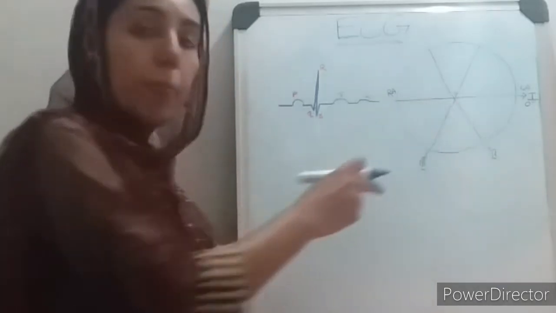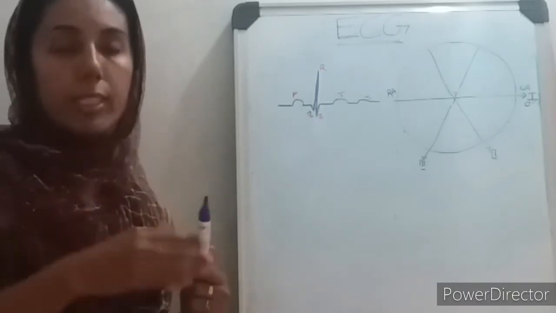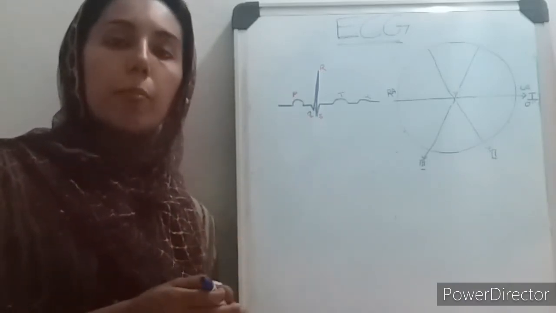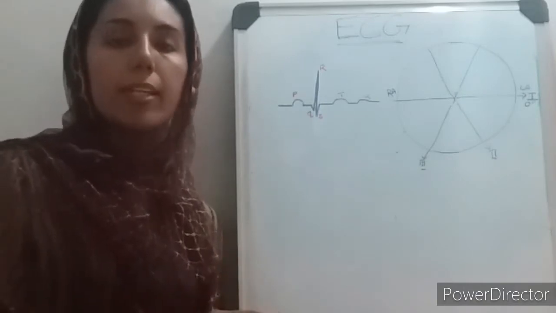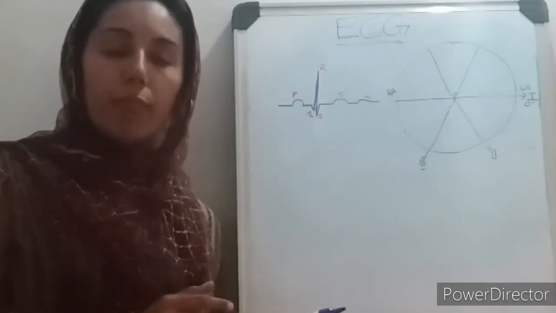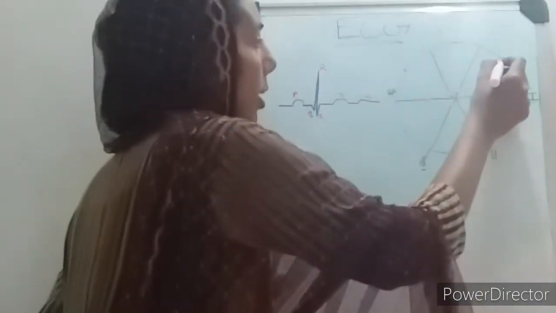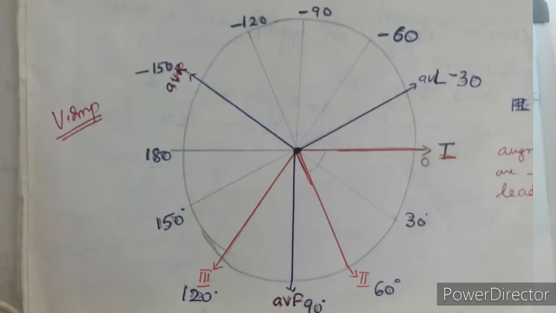Now these are the limb leads. Limb leads measure the electrical activity of the heart in the vertical plane. Now what about the horizontal plane? The electrical activity of the heart in the horizontal plane is measured by our chest leads, that is from V1 to V6. The position of these we have already discussed in the previous section. Now we also have augmented limb leads: aVR, aVL and aVF. aVF is directed downwards, so this is our aVF. We have an aVR and an aVL.